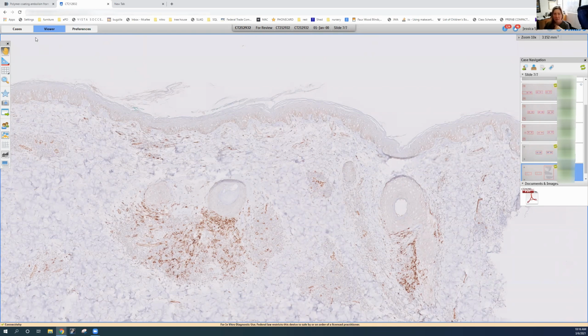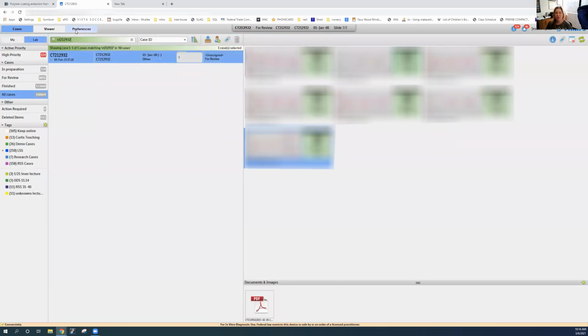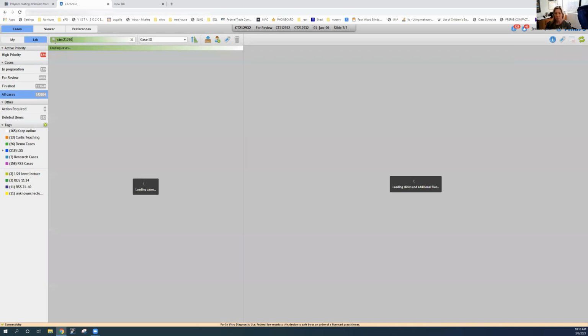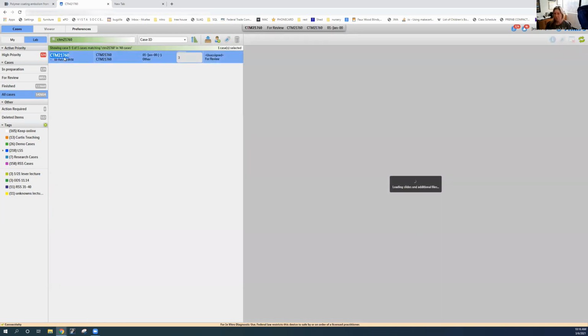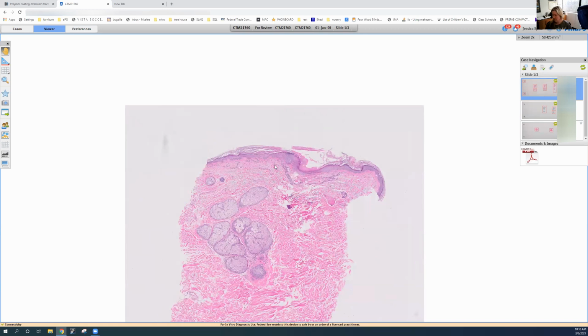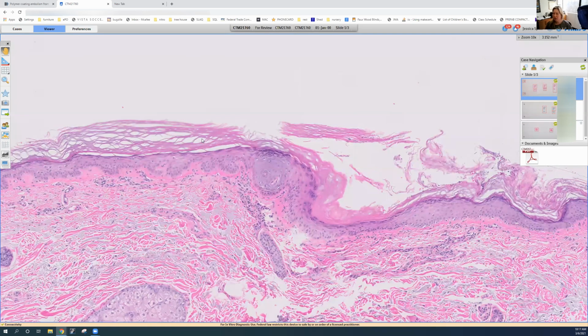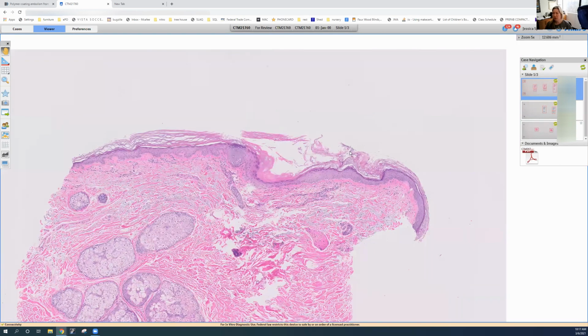Okay, last case. This is a fun one. I don't know what the clinical was. Oh, I remember now. This was a case that came in as rule out autoimmune or immunobullous disease, excuse me. And it came with the DIF. And here's the H&E that came with the DIF.